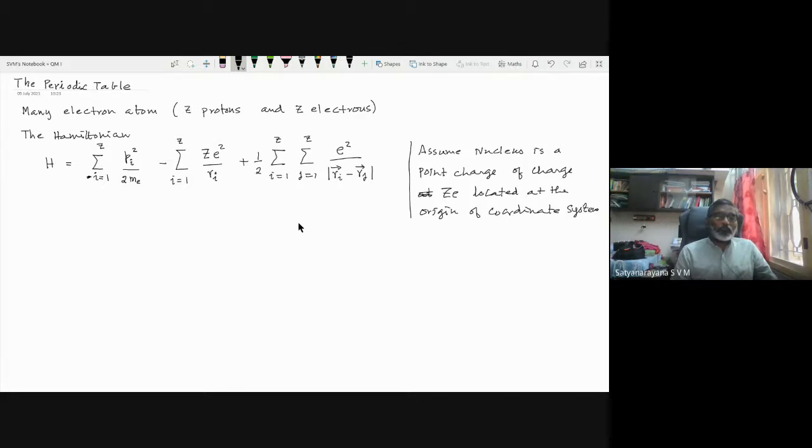So if you want to get the energy levels of this atom, then you have to solve this many particle Hamiltonian. So H acting on psi, and this psi will depend on r_1, r_2, etc., r_Z, because there are Z electrons, is equal to E psi. It will depend on, of course, so many quantum numbers, and right now let's not worry about that, r_1, r_2, etc., r_Z.